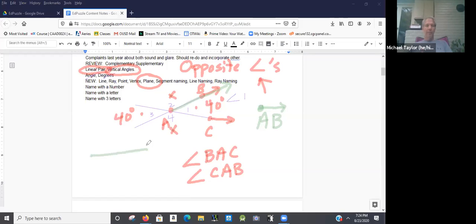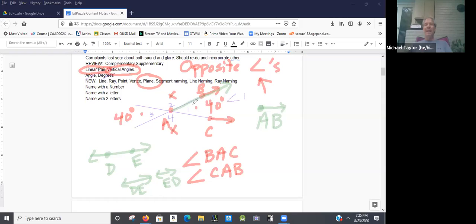Whereas once again, let me just make sure you're clear. If I have a line that has a D and an E on it, I can name that DE, or I can name that ED. Those are both appropriate names because it goes on forever. It doesn't matter which order I list them in. Makes more sense probably D to E because we're used to reading from left to right. But ED also names that line.